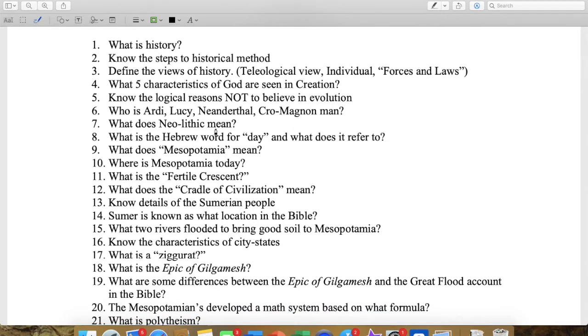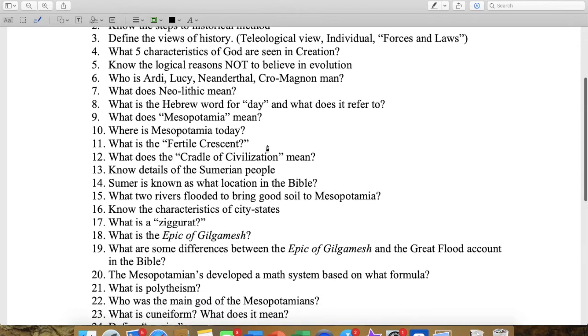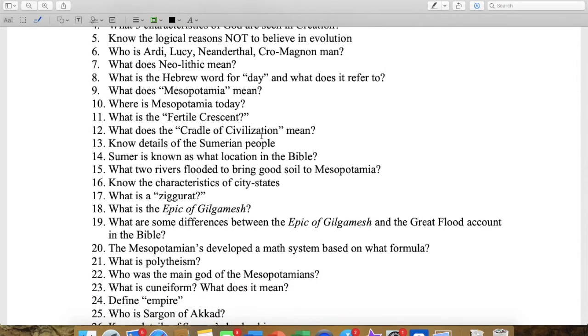So you want to make sure that you know the basic information on Artie, Lucy, Neanderthal, and Cro-Magnon man. What does Neolithic mean? What is the Hebrew word for day, and what does it refer to? Okay, so we talked about that, the Hebrew word for day, and then is it 24 hours? Is it just this kind of an idea out there of what a day is? What does Mesopotamia mean? Where is Mesopotamia today? So Mesopotamia, definitely, if you look at a modern map, it's going to be in modern-day Iraq.